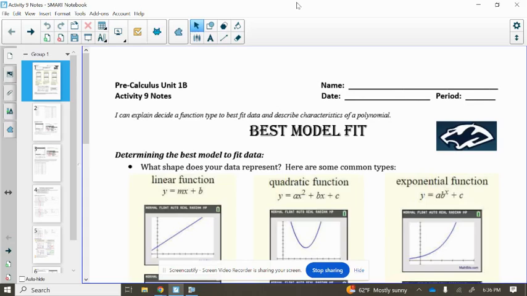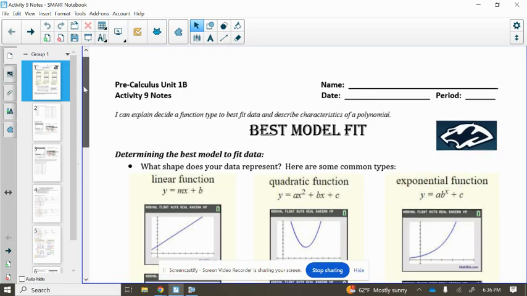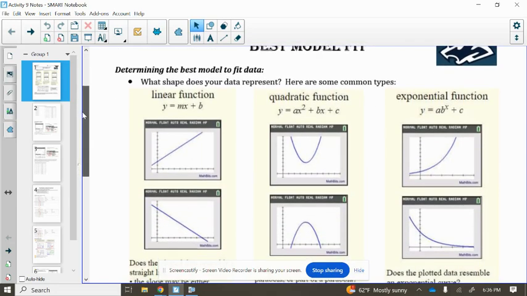We are going to talk about the best model to fit a data set. What we see below on the first page of the notes are different types of models that are programmed into our calculator, and if our data will best fit this model, this is the one that we should use. So for instance, our linear functions are going to be data sets that are in the shape of a line.